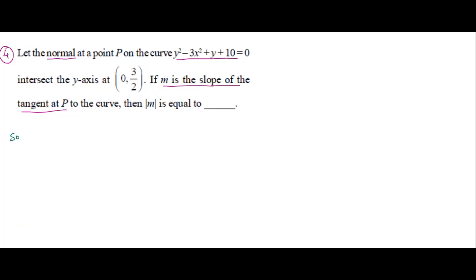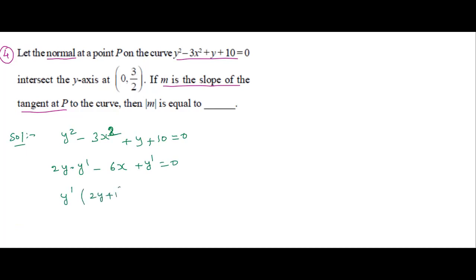First, take the curve and do the differentiation. y square minus 3x square, sorry, this is 3x square, plus y plus 10 is equal to 0. Now apply differentiation with respect to x: 2y y dash minus 6x plus y dash is equal to 0. Taking y dash common, we get (2y plus 1) y dash is equal to 6x.